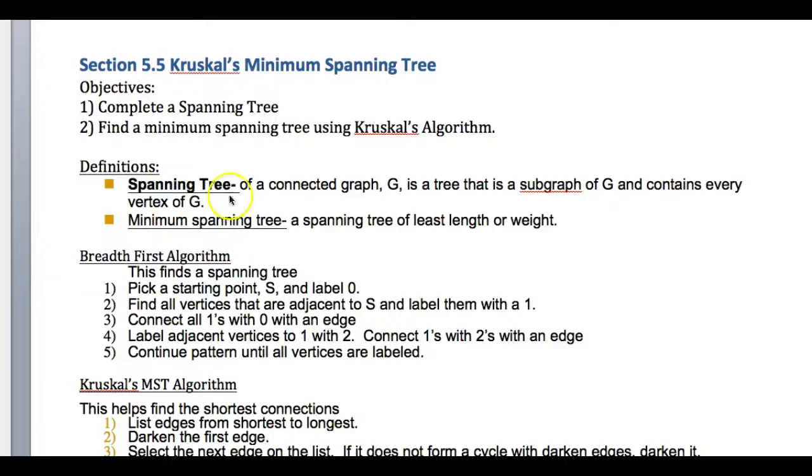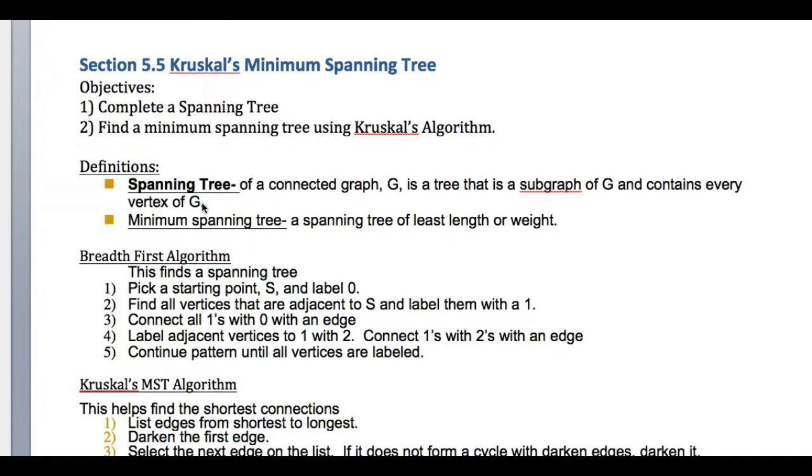A spanning tree of a connected graph is a tree that is a subgraph of G and contains every vertex of G. So in other words, you're just bringing in every vertex into the system. It might be like you're stringing out telephone lines. You just want to make sure that each vertex is included in this system, but you don't need multiple connections to one vertex.